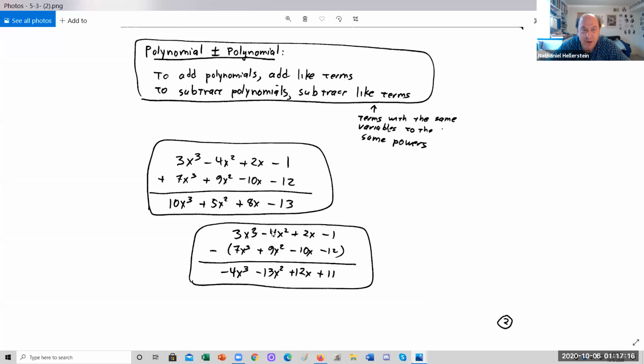Add or subtract polynomials. Well, to add them, you add like terms. I should say like terms are terms with the same variables to the same powers. To subtract them, you subtract like terms. For example, here are two polynomials, the same ones here and here. Here we add them, here we subtract them.